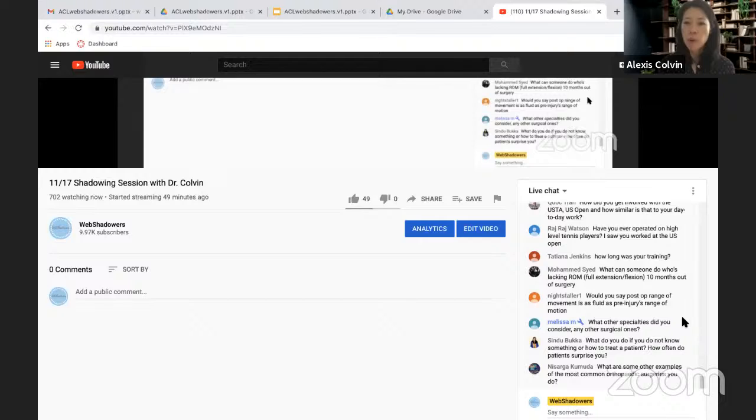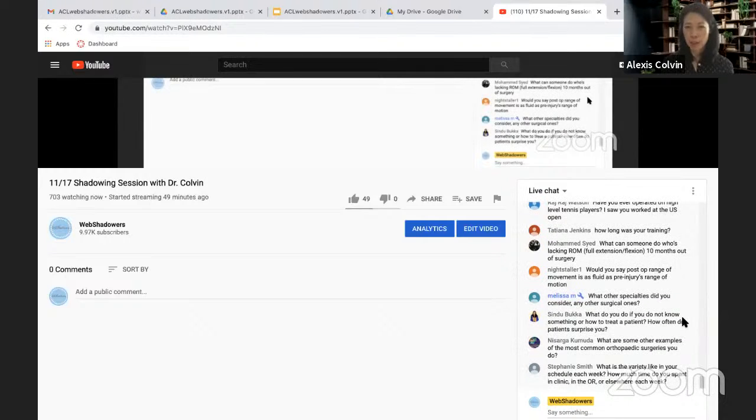So, examples of the most common orthopedic surgeries that I do. For sports medicine, it's obviously a very general term, but it's typically mainly arthroscopic surgery. Arthroscopic is minimally invasive surgery where you're making small incisions and then using water to blow up whatever part of the body you're in, either the knee or the shoulder or the hip. Those are the most common body parts that I treat with surgery.